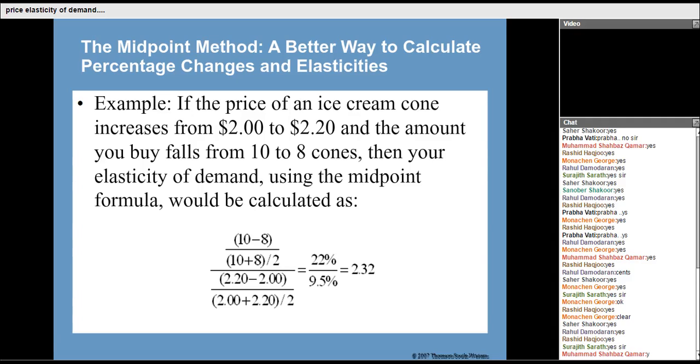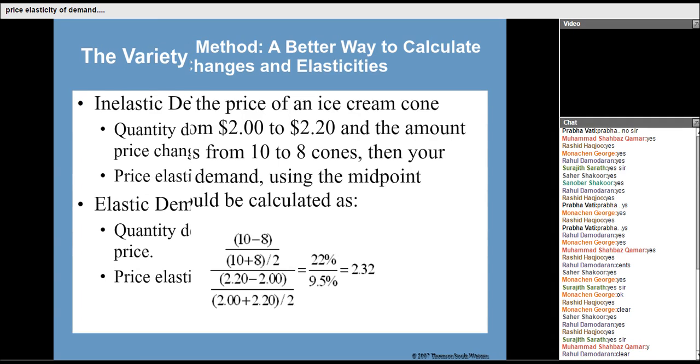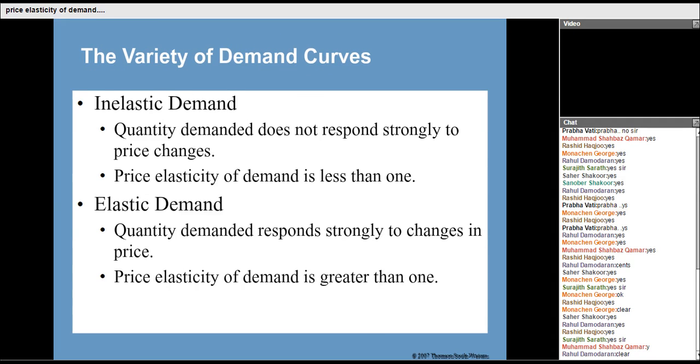Okay, now let's go to the next slide. Is it clear to everyone? Any problem about the midpoint? We have the same problem, the same sums, but we use a different formula, a different method. That's good. Okay, clear. Rahul is saying clear, right? I can see. Okay, go to the next one.